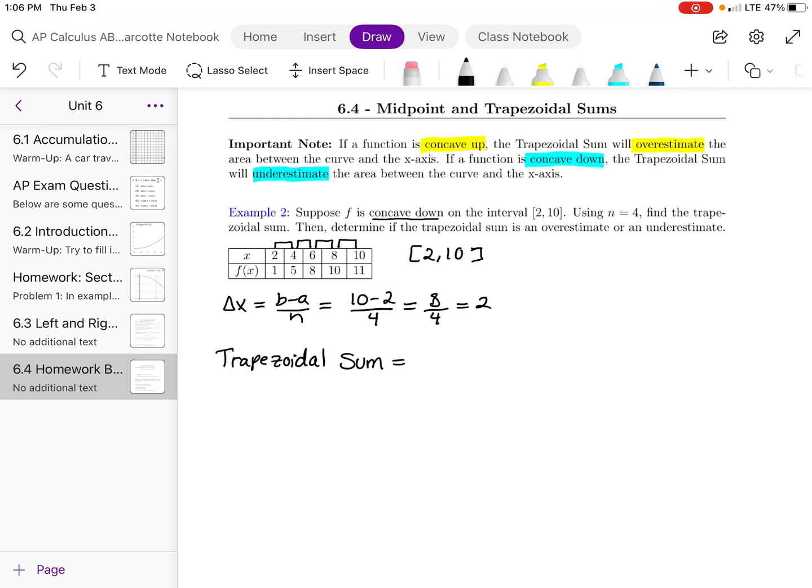Okay, so what I'm going to do is look at each subinterval, left to right, left to right, left to right, left to right. What happens is I plug in each endpoint within each subinterval into the function, and I average them together, because I add them together and divide by 2. So I'm going to say that this is f of 2 plus f of 4 divided by 2, and then times my height delta x, so times 2.